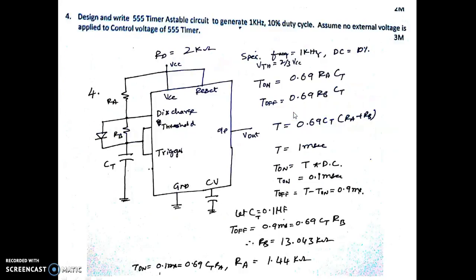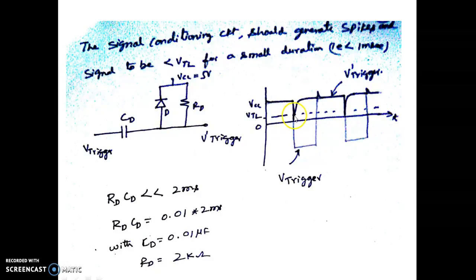Now you can see the spike is going below VTL. Once it goes below VTL, the output goes to the quasi-stable state, remains for 1 millisecond and then comes down. The design here is RD into CD, because this RD into CD is working like a differentiator. For generation of a spike from a square wave, RD into CD should be far less than the time period of this pulse, which is 2 milliseconds.